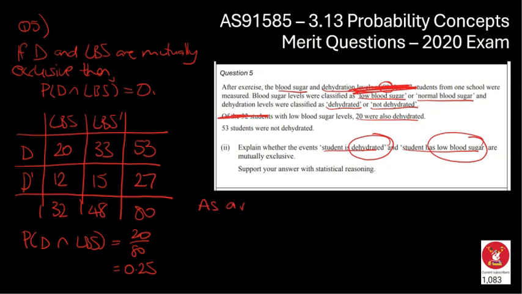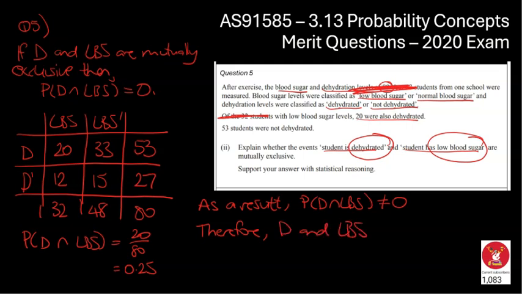So as a result, the probability of being dehydrated and having low blood sugar is not equal to 0. And then we go, therefore. So let's finish up by wrapping up our conclusion. Therefore, being dehydrated and having low blood sugar are not mutually exclusive events.